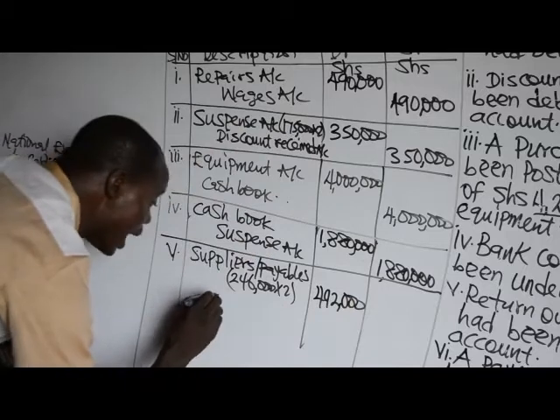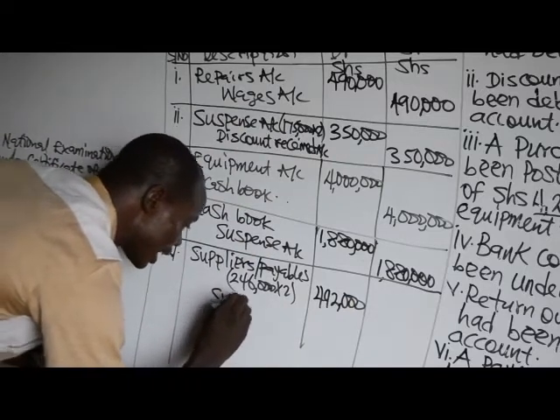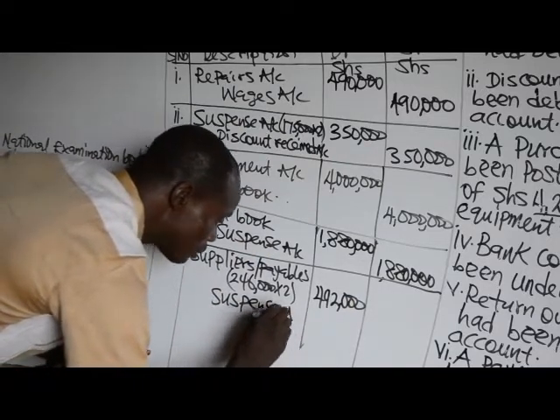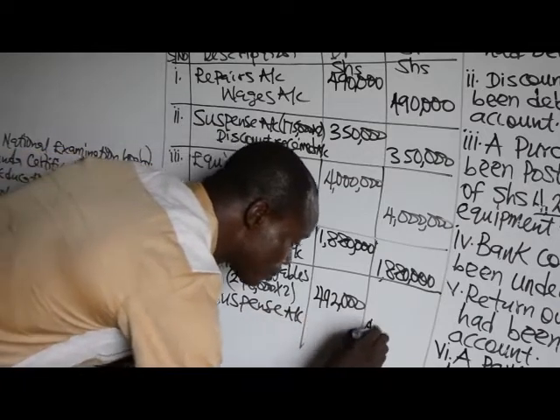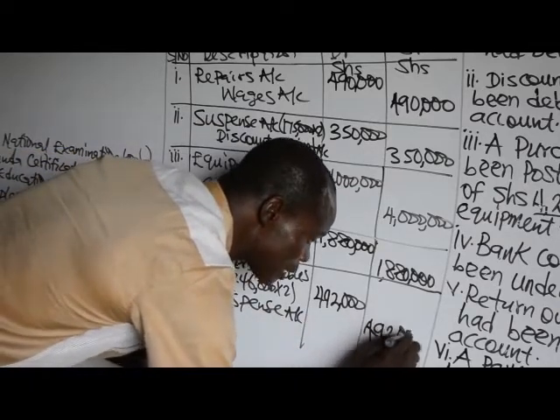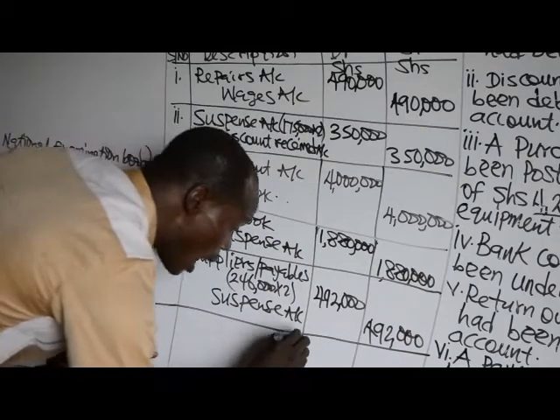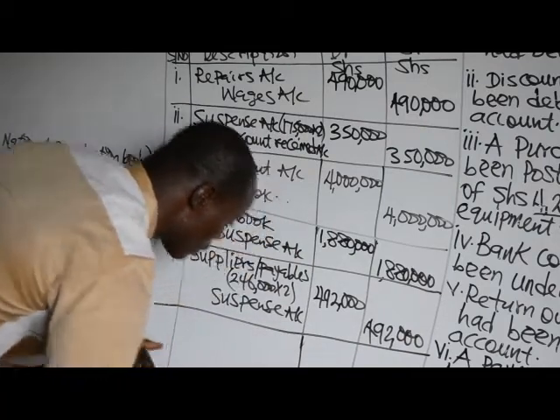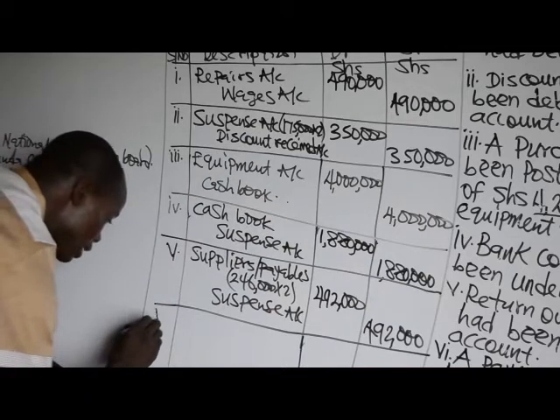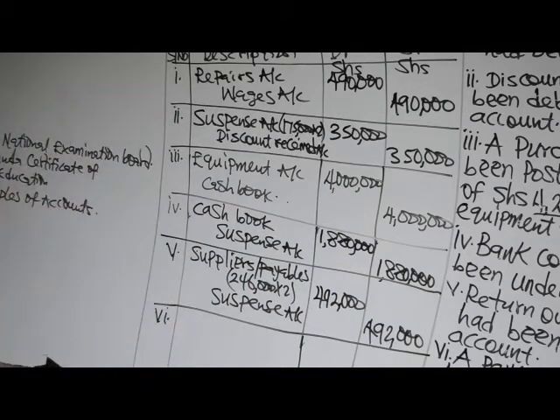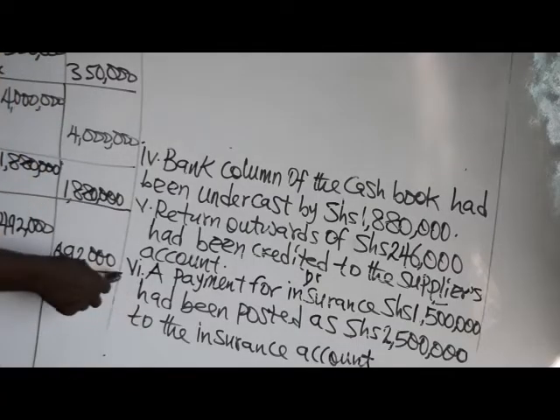492,000. Then you credit suspense account. I've told you that you only have a suspense account where the error affects only one ledger. So the second one will be suspense account. Number 6.